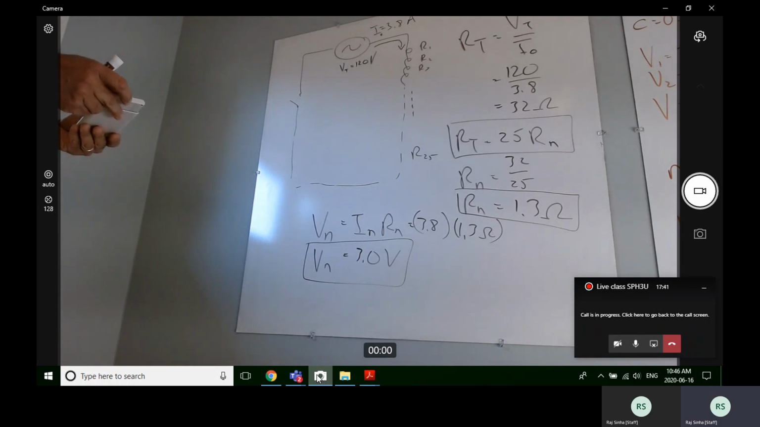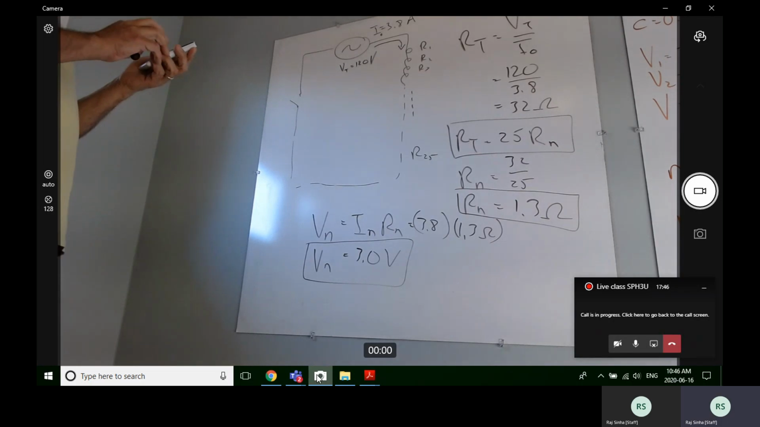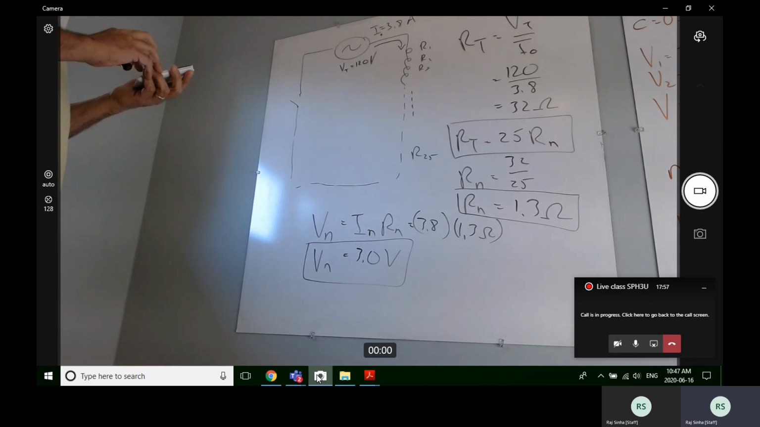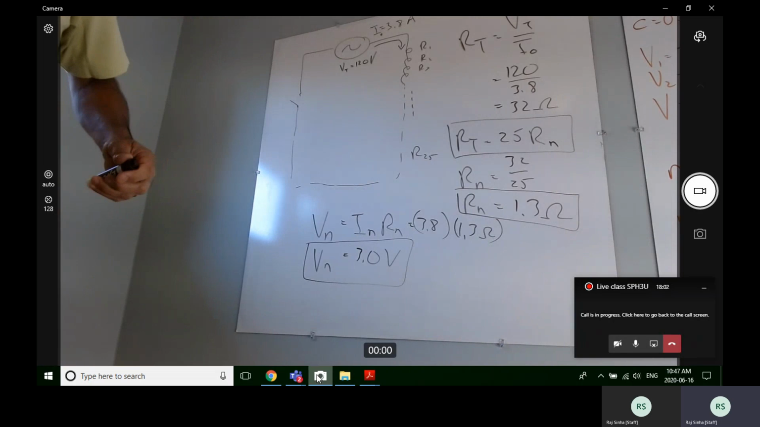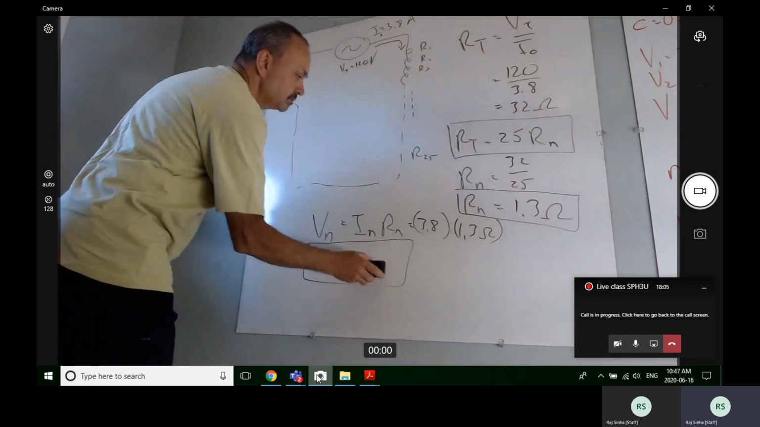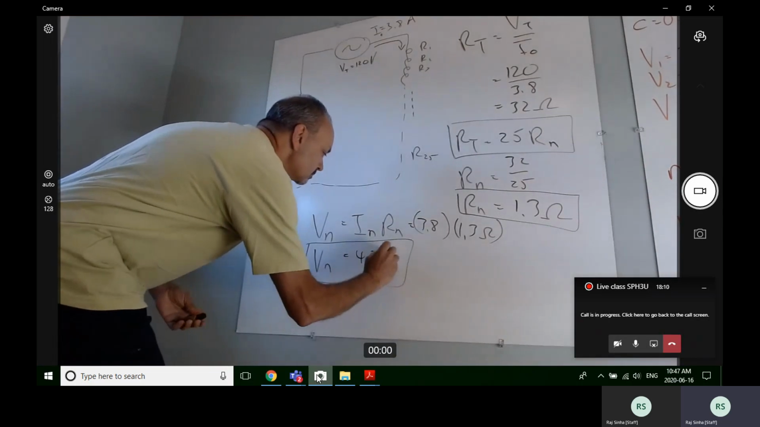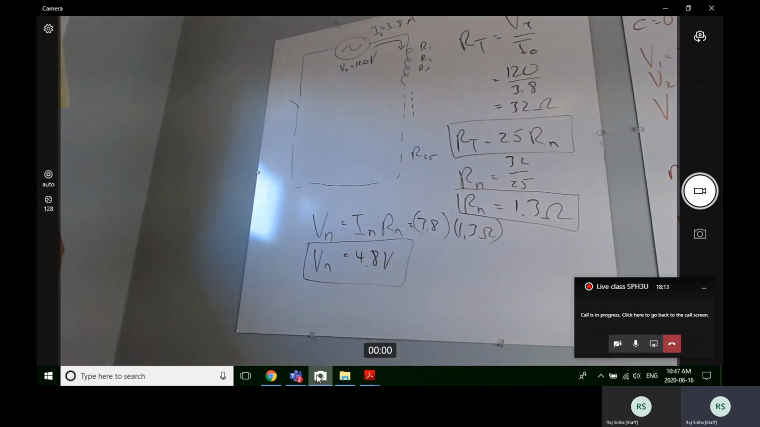Current times resistance. 32 ohms. 1.3 ohms. Oh, sorry. I'm getting 4.8 volts down here. Okay. And now if I take my 120 volts and divide it by 25, I'm getting 4.8 volts.